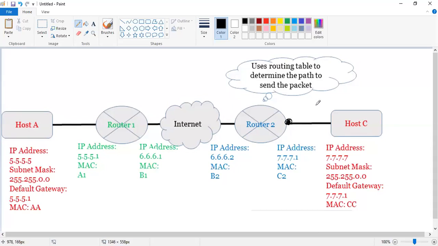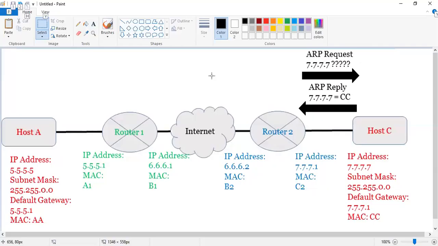For that, from the router side, I have to know the MAC address of this particular machine. So for that, I do an ARP request. To know the MAC address of host C, router 2 sends an ARP request to all the machines which are connected to router 2. Among them, host C replies, "Oh, I am 7.7.7. This is my MAC address, that is CC."